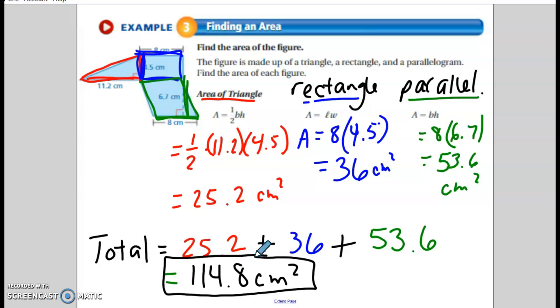So again, I think that this slide is going to be a good reference for you because it gives you area formulas for a lot of different shapes that you might not have right in the forefront of your mind. So there you go. Hopefully this was helpful.